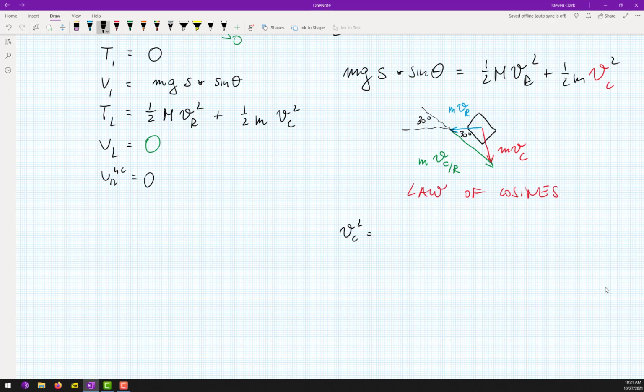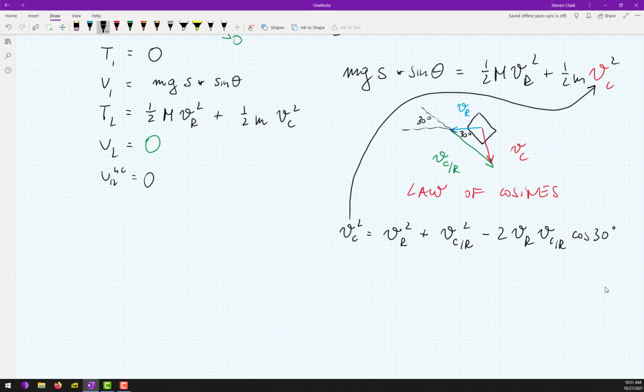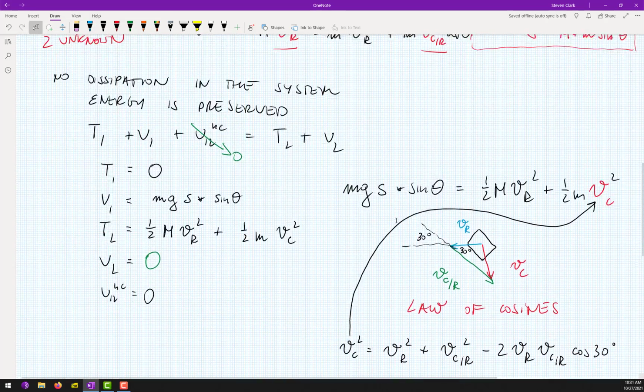Okay, so if I remember correctly from school, law of cosines is the following. VC squared is equal to VR squared plus VC relative to R squared minus 2 VR VC with respect to R cosine 30 degrees. So in that case, let's get rid of these m's, we don't need m's in here. So we found that relation. Now, plug this back in here, and we will end up with 2 equations and 2 unknowns. Any questions?